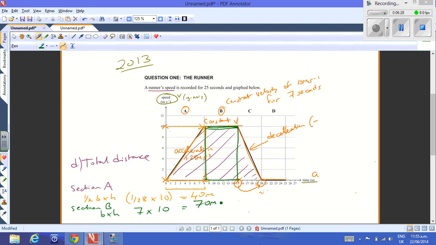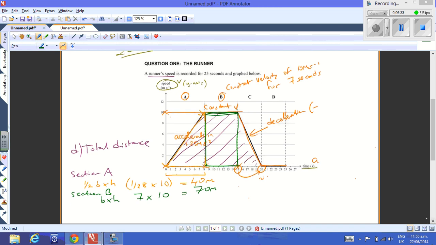And then the last section, section C, that we need to work out an area for. We'll just use another color for that one. Section C, we're looking at a triangle again, so it's half the base by the height. In this case, the base is from 15 to 20, so we're looking at this triangle right here. It's half of 5 multiplied by the height, which again is from 0 to 10. So that's 2.5 by 10, which is equal to 25 meters.